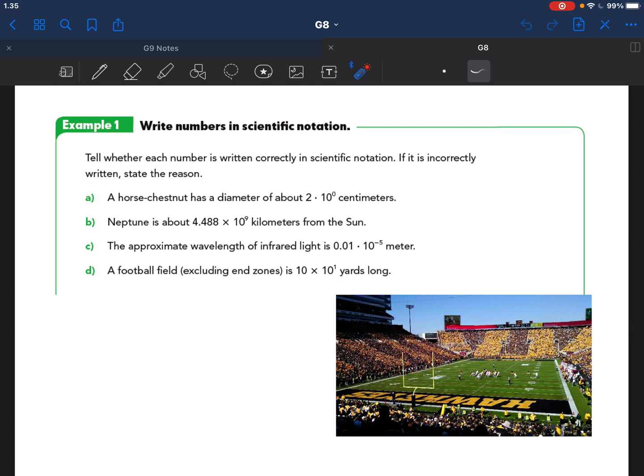It says, tell whether each number is written correctly in scientific notation. If it is incorrectly written, state the reason. So I want you guys to pull out a scrap paper and start saying, is this correct or no? And then tell me why. Okay, so for the first one, it says a horse chestnut has a diameter of about 2 times 10 to the power of 0 centimeters.